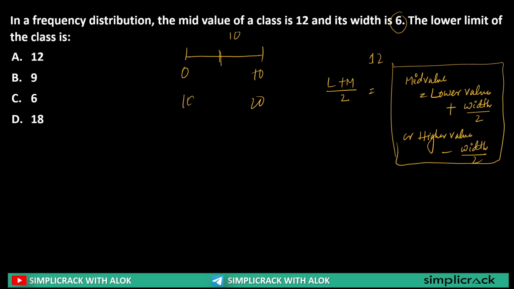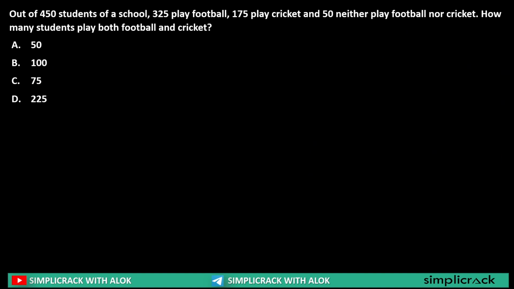Here lower value is what? Here mid value is given as 12, okay, is equal to lower value plus width, given 6, by 2, that is 3, L plus 3. So L is equal to 12 minus 3, that is 9. So 9 is the answer. You need to understand this concept very carefully. No one will teach you, and these sort of things are taught in my course.